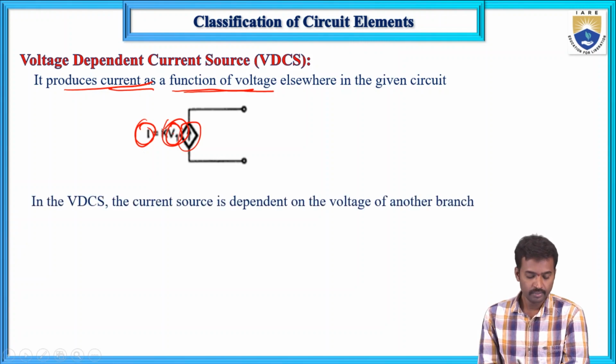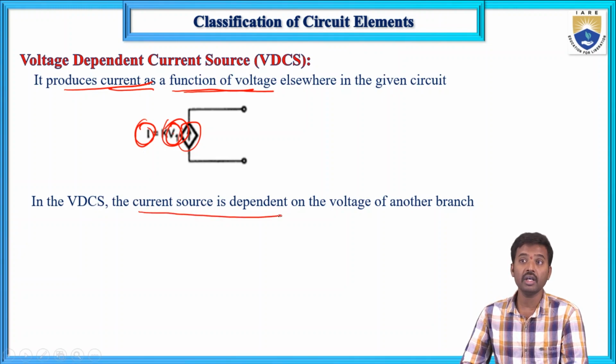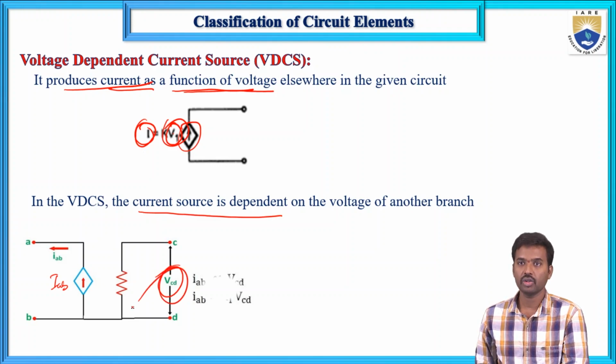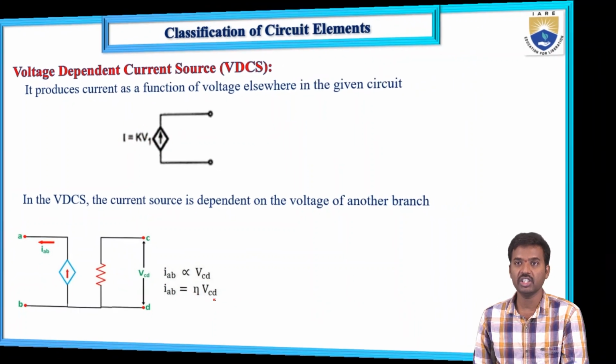Here the current source depends on another branch voltage. This current IAB value depends on another branch voltage. So IAB is directly proportional to VCD. IAB equals eta into VCD, where eta is the constant.